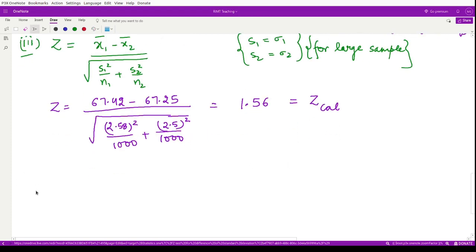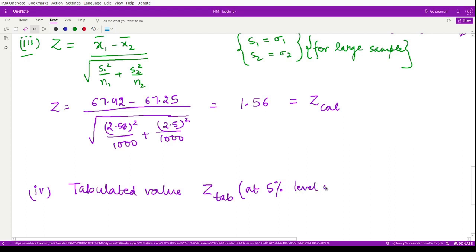After that, we move on to see the tabulated value. So Z tabulated at 5% level of significance and for a two-tail test.